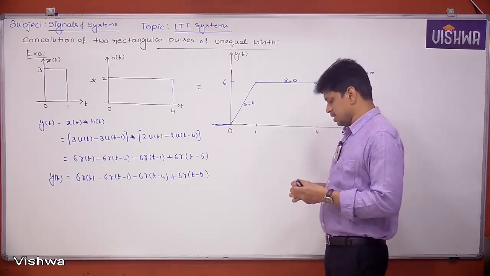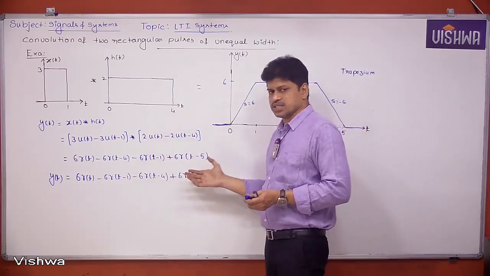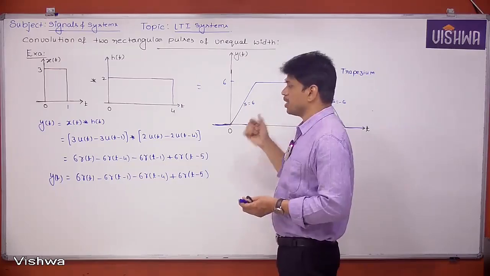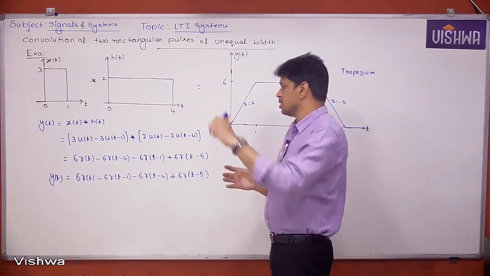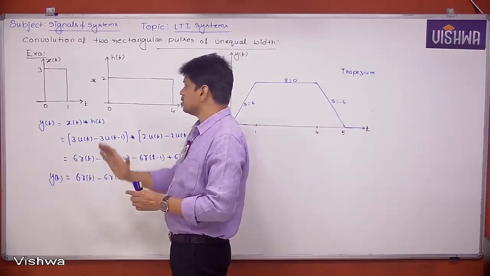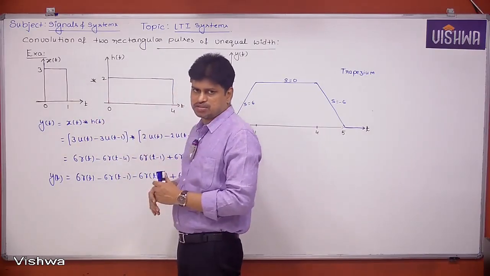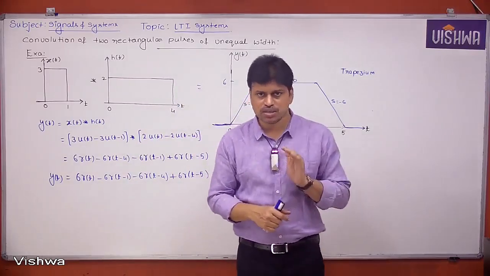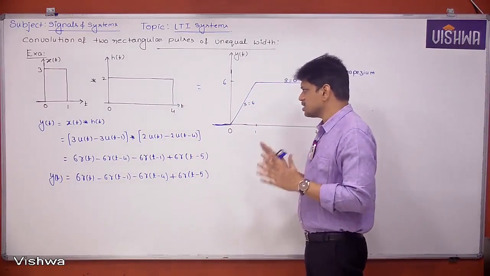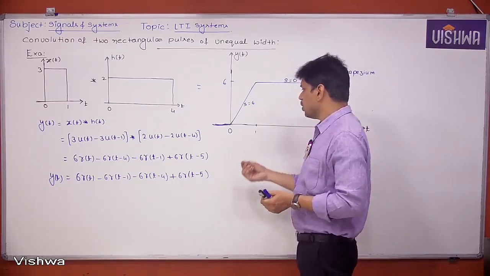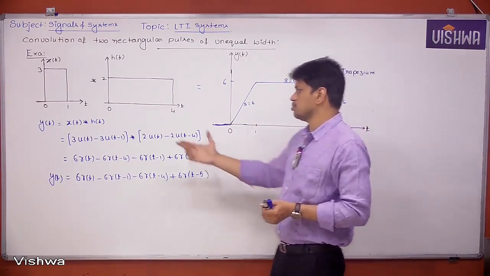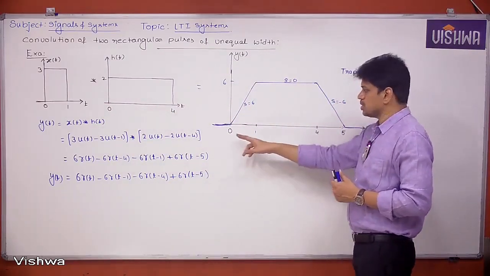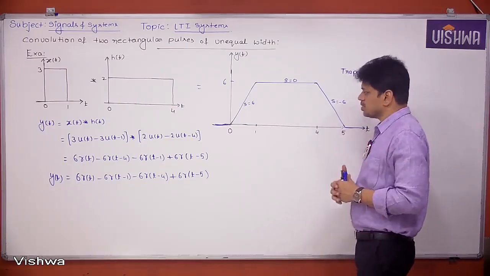Still, we don't have to do these calculations. Without doing these cumbersome calculations, by directly seeing these two waveforms, we can draw the y of t waveform. How, sir? Simple. First, try to understand. Whenever two rectangular pulses of unequal width get convolved, the result is always a trapezium. That's clear. Once we understand it is a trapezium, next we can find out the lower limit and upper limit. That is nothing but 0 plus 0, 1 plus 4, 5. So 0 is the lower limit, 5 is the upper limit.